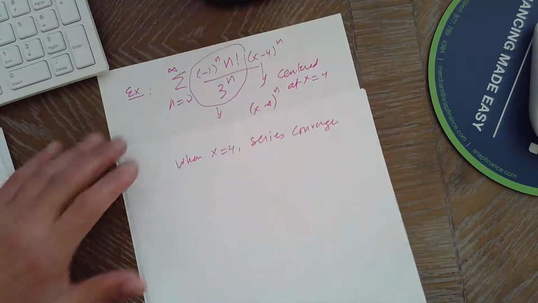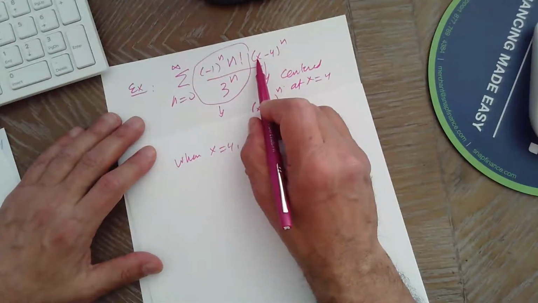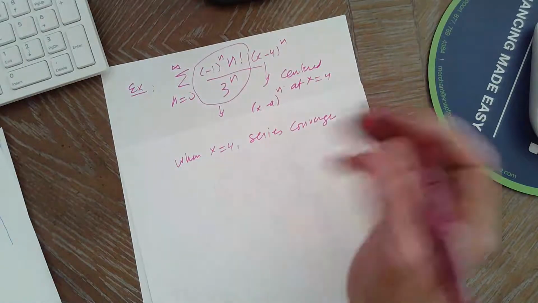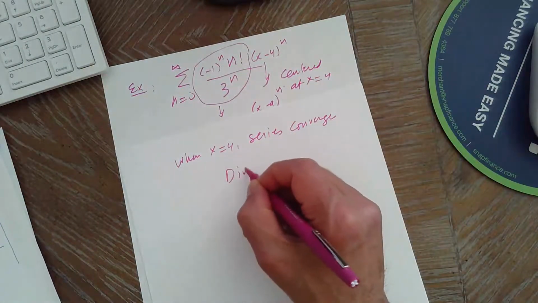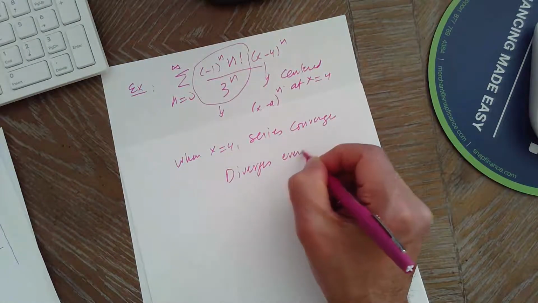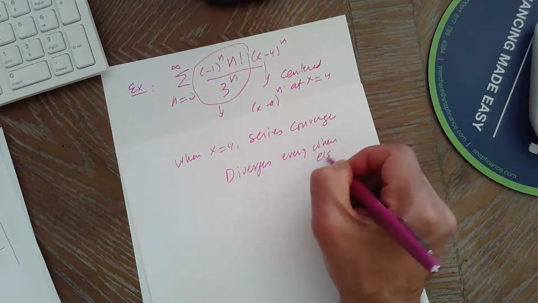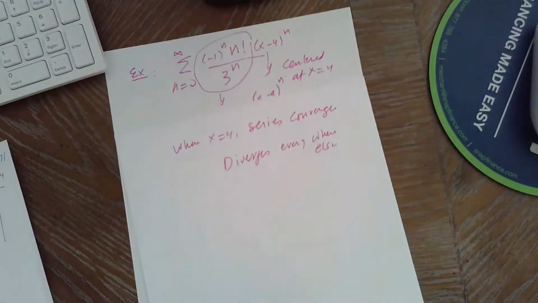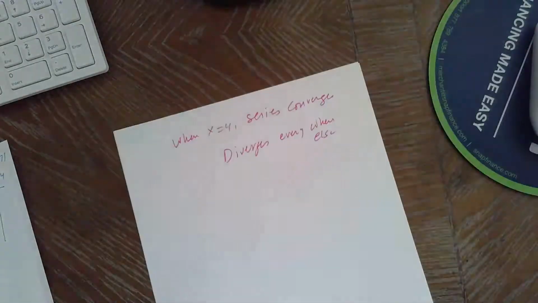Okay, remember we have 3 cases. If you put a 4 in here, you get 0 plus 0, 0 plus 0. So it converges there and diverges everywhere else. The last case where it converges at a single point. Most of them converge for an interval, but you know, there's exceptions, of course.